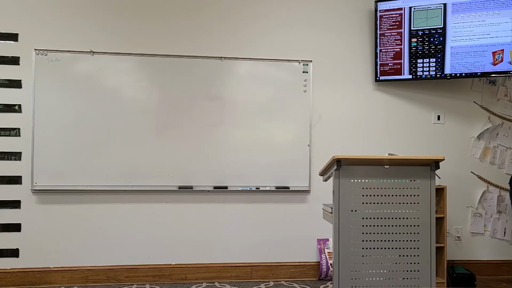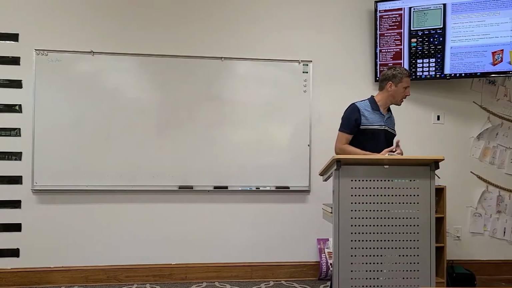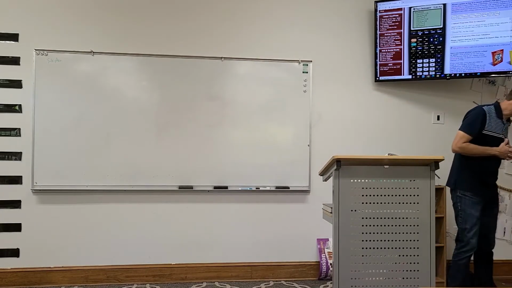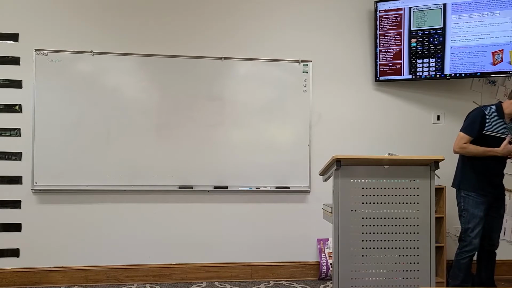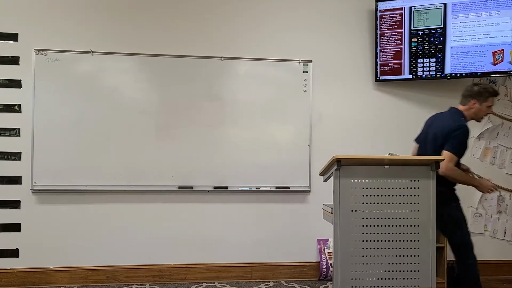Okay, so now let's adjust the window according to the settings that they said. The default is -10, +10 for the X min and X max, and the same for Y min and Y max, with a scale of 1. And they want us to change it to an X min of -5.